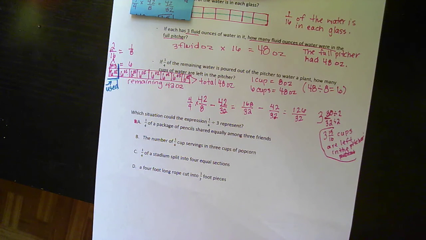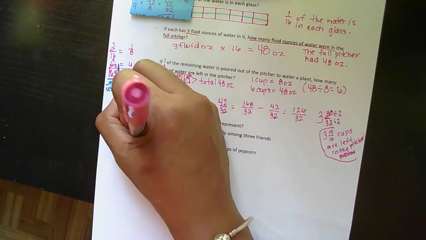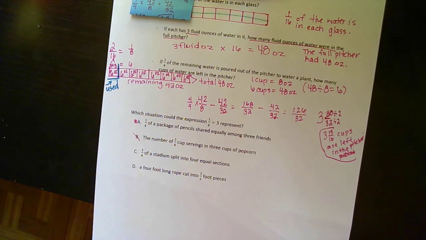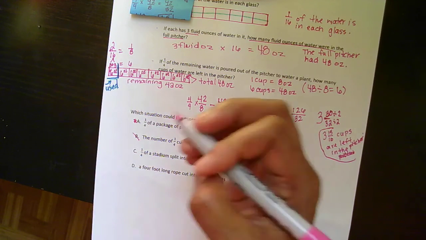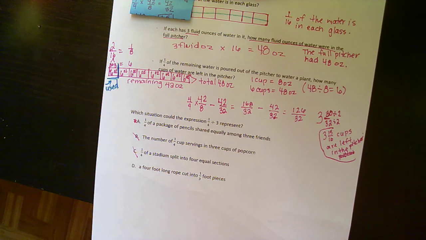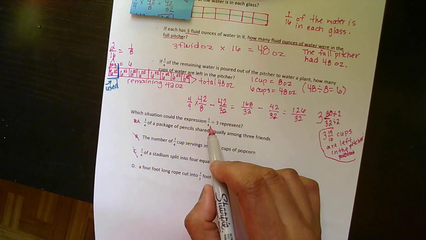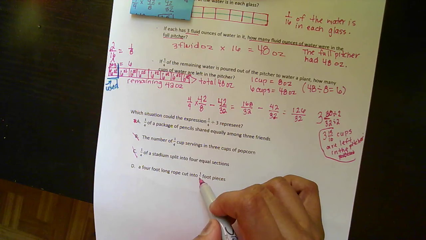The number of 1/4 cup servings in 3 cups of popcorn. Nope. This is not it because it's saying there's 3 cups and 1/4 of that. 1/4 of the stadium split into 4 equal parts. I know that's definitely not it, because in this problem there is no 4, so that's just wrong. And a 4-foot long rope cut into 1/3. No, because again, we're looking at this fraction of 1/4 and not 1/3.